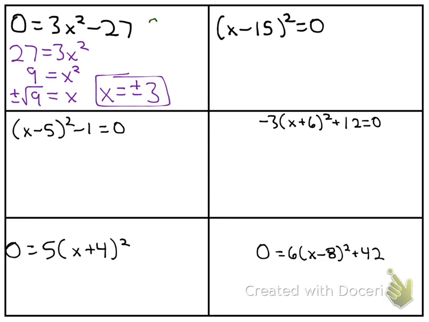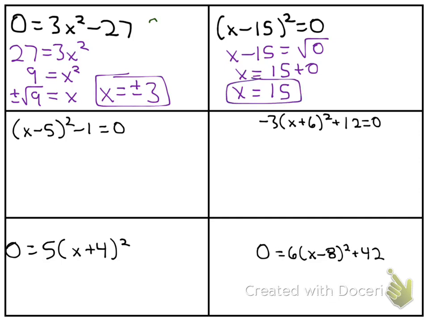With x minus 15 squared equals 0, I'm going to take the square root of both sides first, and then we get the square root of 0 is just 0. Then we add 15 to the other side, and it's just 15 plus 0, or just x equals 15. Well, suddenly we went from having 2 solutions to this one having only 1.